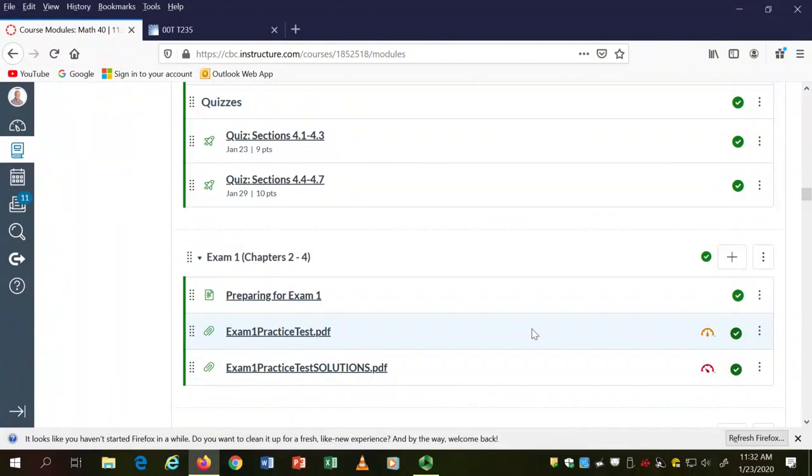I also give you a practice test and then the solutions to that practice test. This is what you want to review, along with maybe your quizzes, as you start preparing for the test, because that'll be most similar to what the exam will be like. So if you want to start looking at it over the weekend, you could do that.